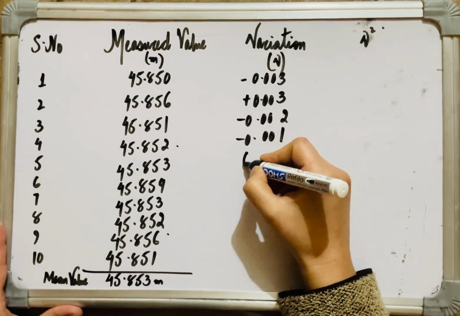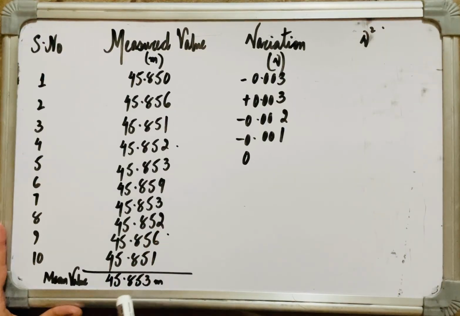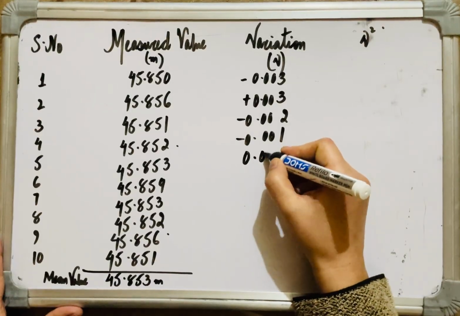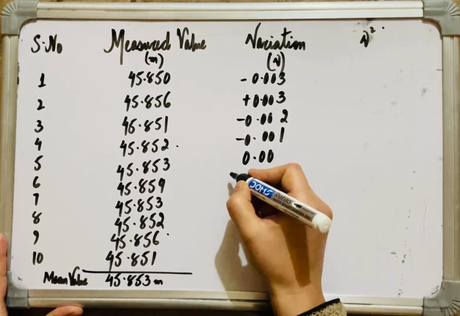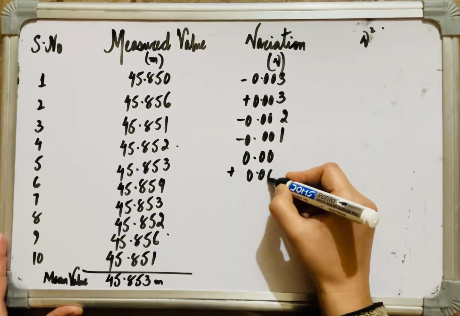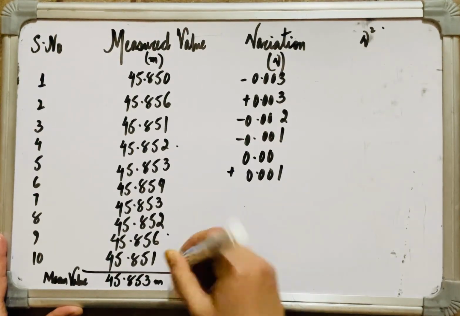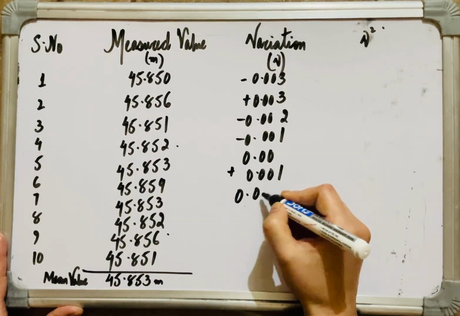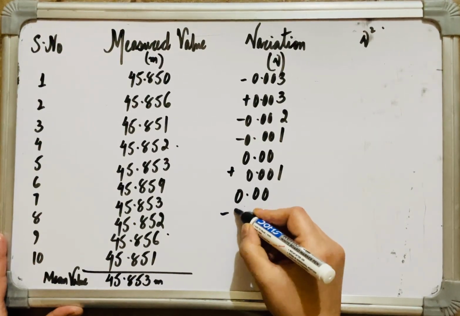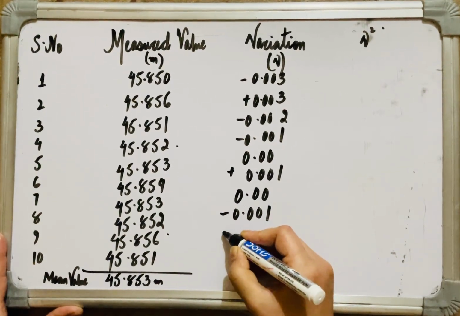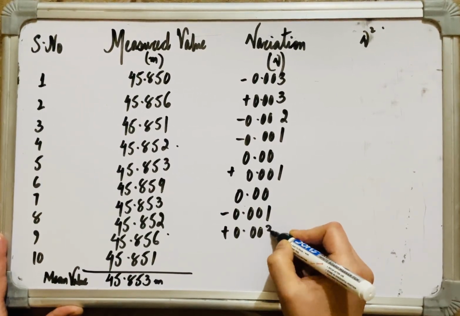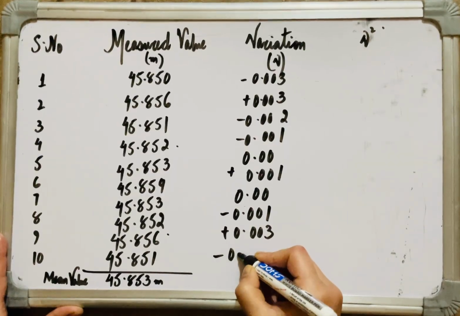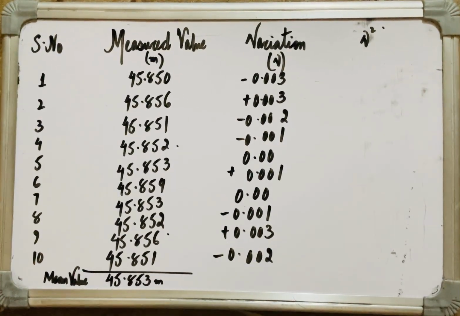All right, then we have 0 because 45.853 subtracted from the mean value itself, 45.853, is 0.00. The next one is plus 0.001. Then we have again 0 because the measured value and the mean value are the same. Then comes minus 0.001. Then plus 0.003. And lastly, we have minus 0.002. All right. Then the next step of the question is to calculate the square of the variations.